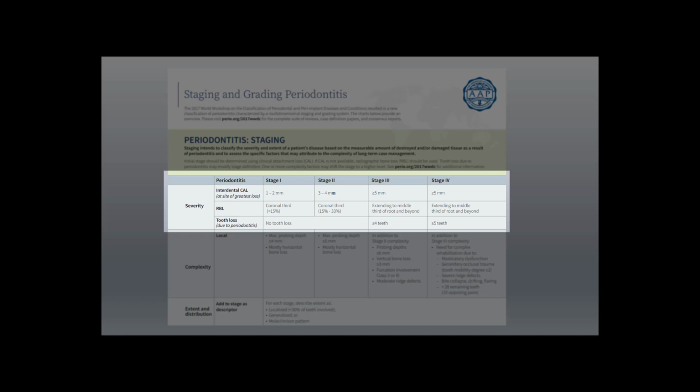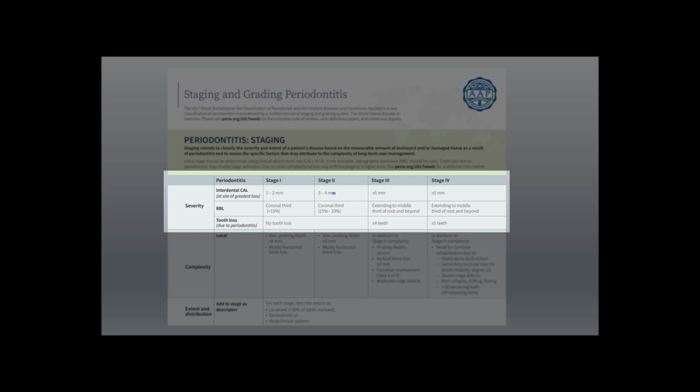Radiographic bone loss. Looking at the bitewings and PAs is extremely helpful in determining where the crestal bone is in relation to the CEJ and apex. So if it's still in the top coronal third and we have less than 15% bone loss, the patient's going to be stage 1. If it's in the coronal third between 15 and 33%, it's going to be stage 2. Notice both of those stages, the patient has had no tooth loss due to periodontitis.